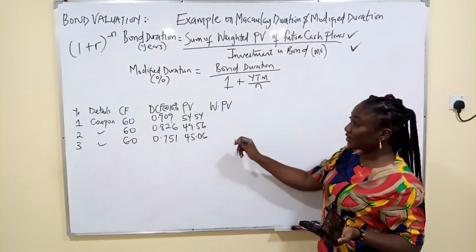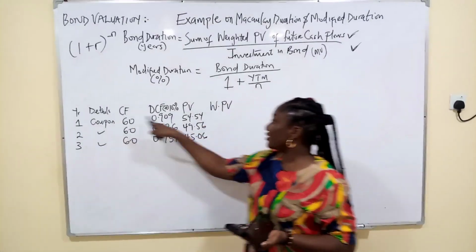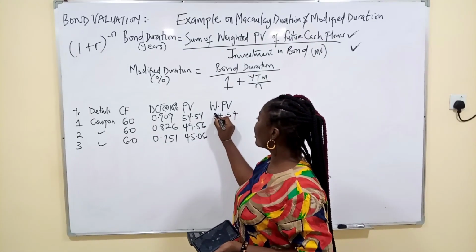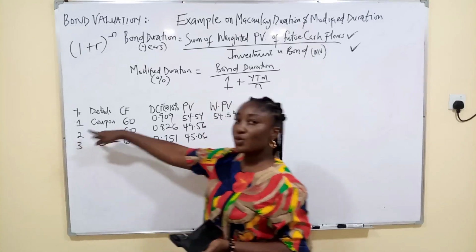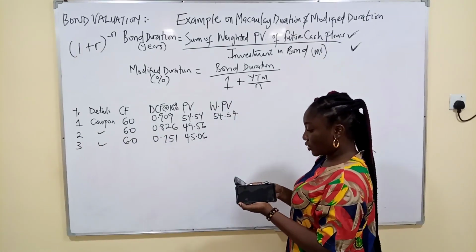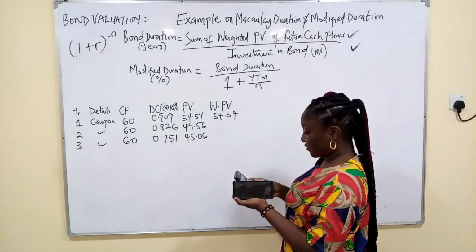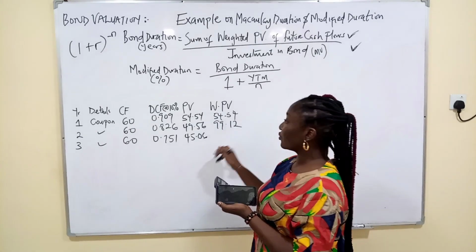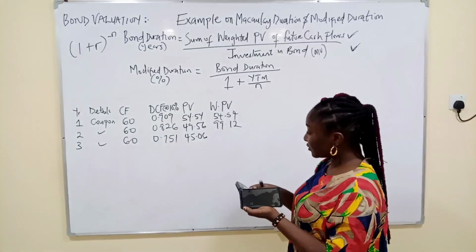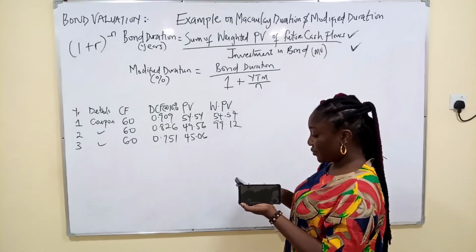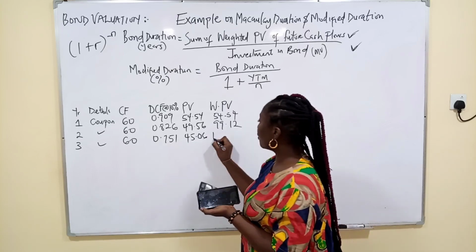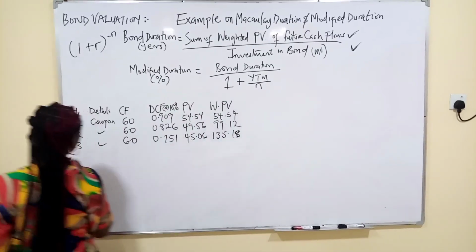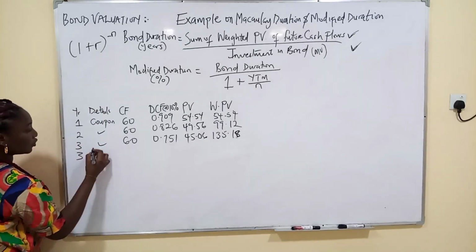Now the weighted PV is 1 times this, that gives us 54.54. Right, you multiply by the corresponding year. 2 times 49.56 gives us 99.12. 3 times 45.06 gives us 135.18, right?